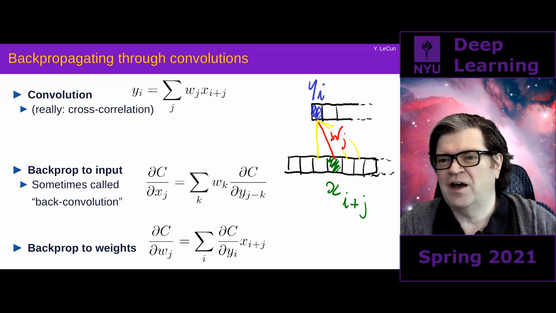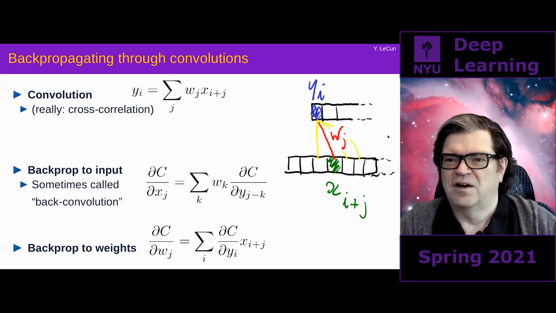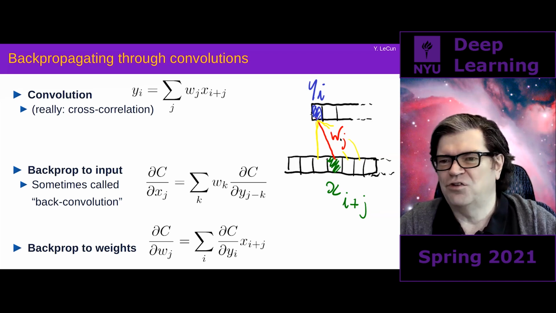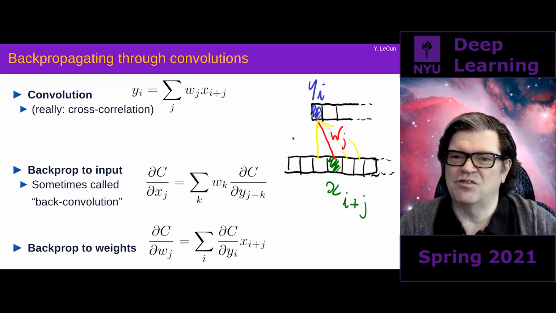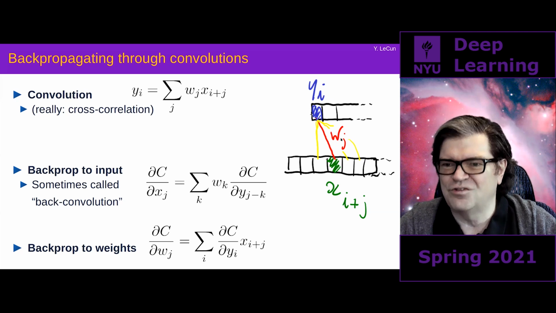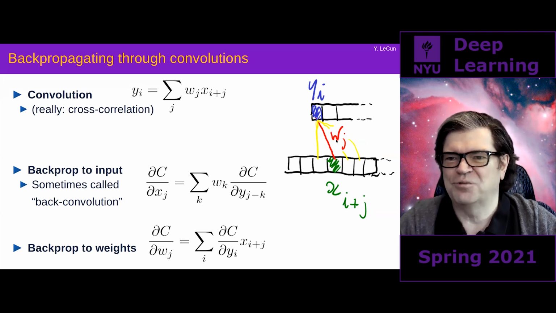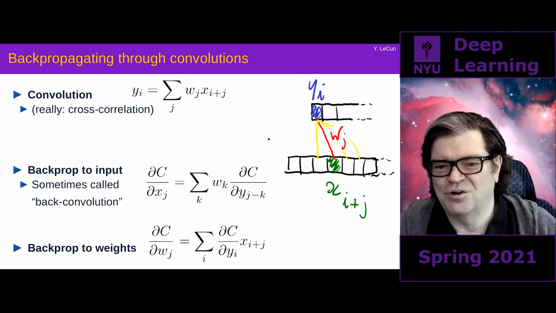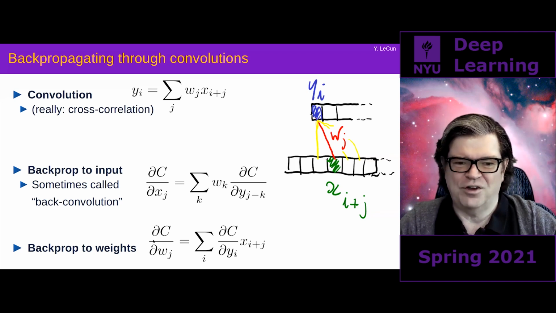The problem is that now this wj is used everywhere. There's the same wj that's being reused everywhere along this dimension. And because this weight is shared, we have to sum up the gradients with respect to each of the individual instances of this weight to get the overall gradient with respect to that value, which is shared across locations. And this is what this formula tells you.